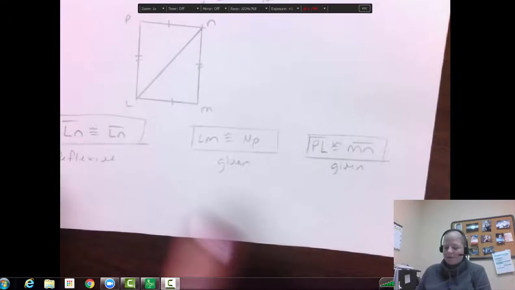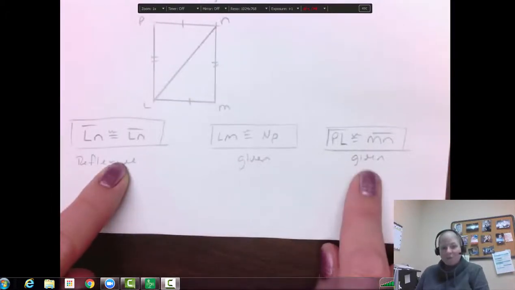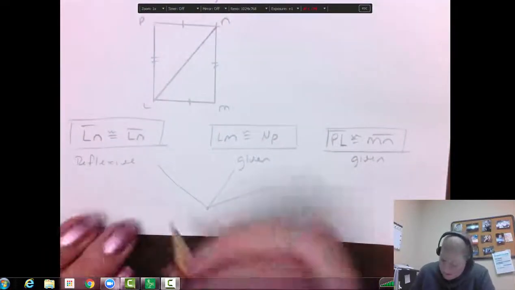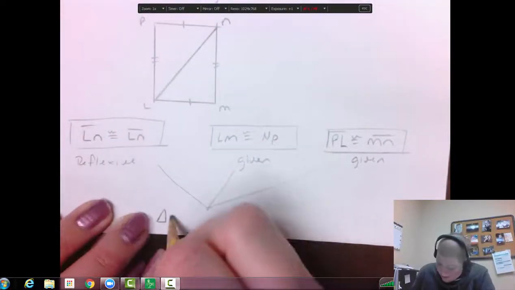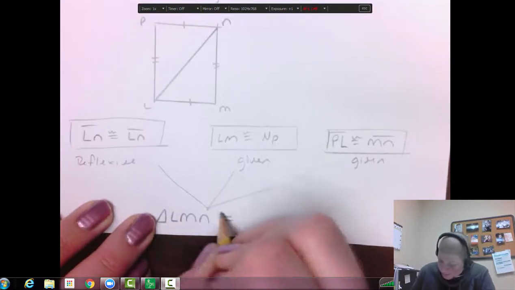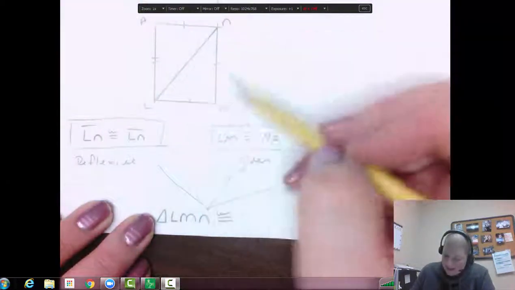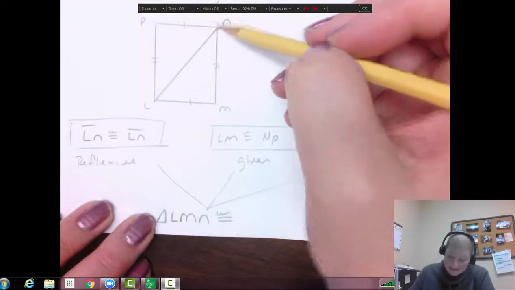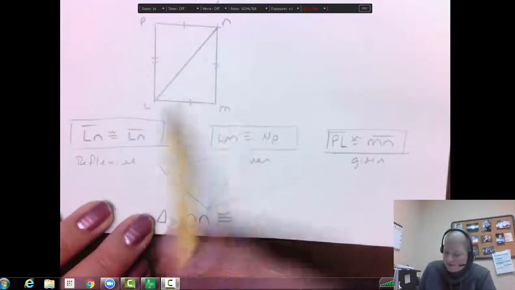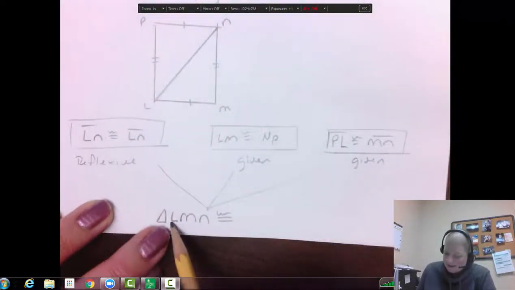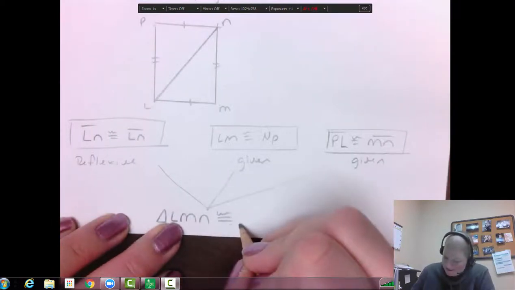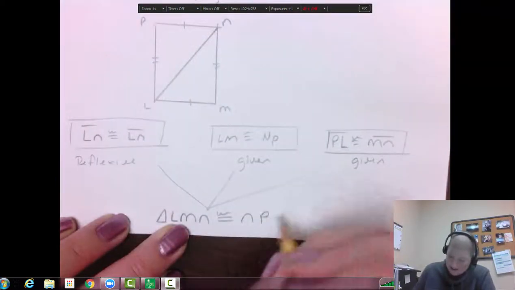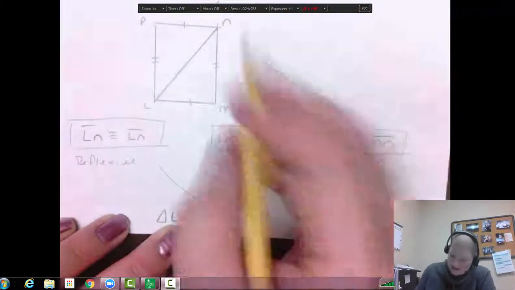So what do we have? We have a side, and a side, and I purposely wrote them this way. And we could say, all right, so they all three lead to triangle LMN is congruent to, well, if I go LMN, then I have to go NPL, because you notice these two sides are congruent, right? So if I look, L is going to match with N, and M is going to match with P, and L matches with N.